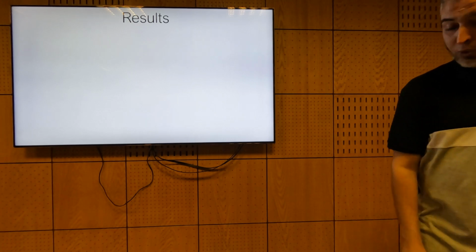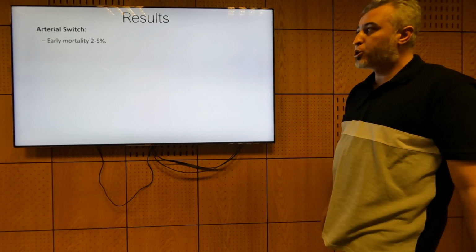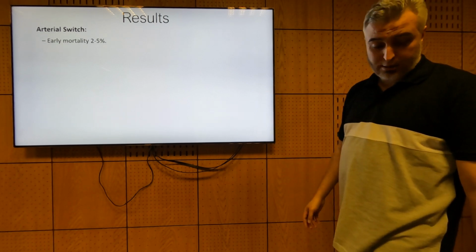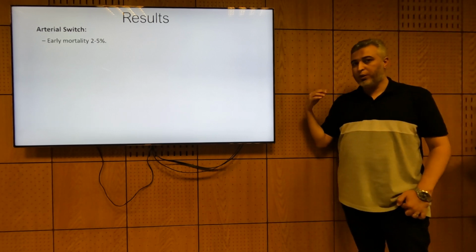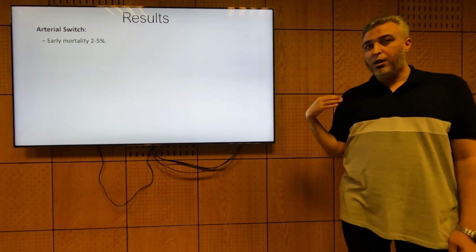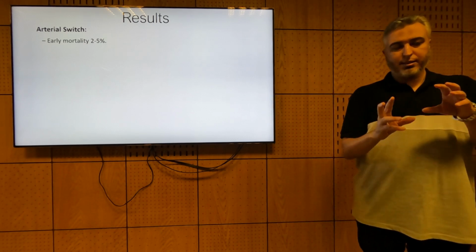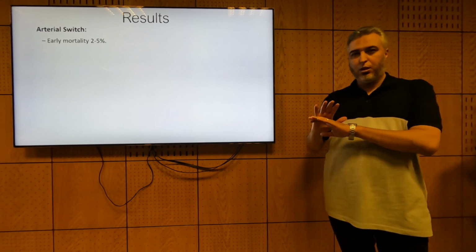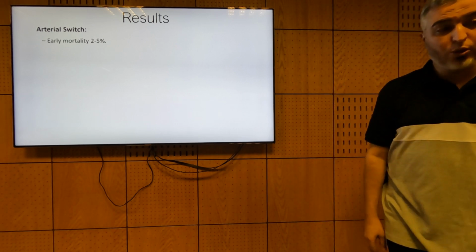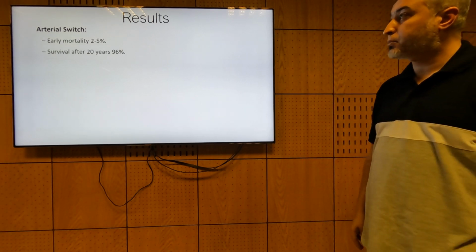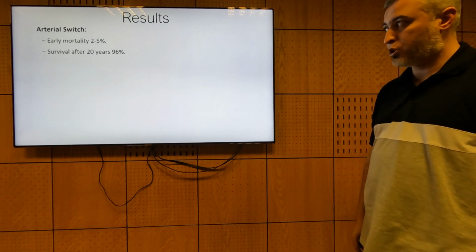So if we go quickly through results, for the arterial switch operation, early mortality is something like 2 to 5%. Obviously, that has improved a lot from very early on, when the operation was first described and had a really high mortality. But with improving experience, refining the steps of the operation, and improving cardiopulmonary bypass, anesthesia, and ICU care, this has improved a lot. Survival after 20 years is approaching 96%, which is excellent.